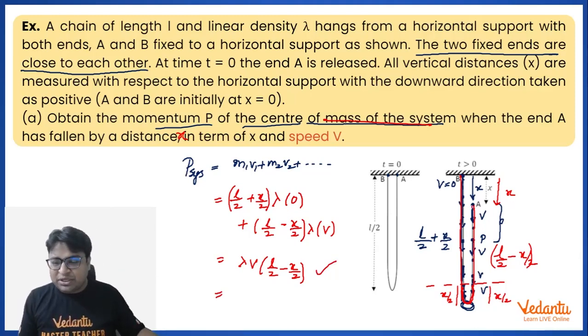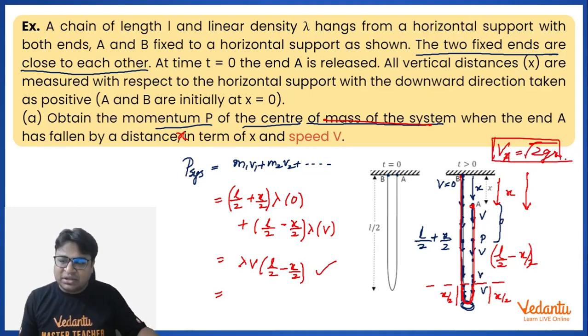But what about the speed v of this end A? Can we talk about this? All right, can I say that end A is falling freely, and hence after having covered a distance of x, the end A will have a speed of root 2gx? Can I say that? Can I say that?